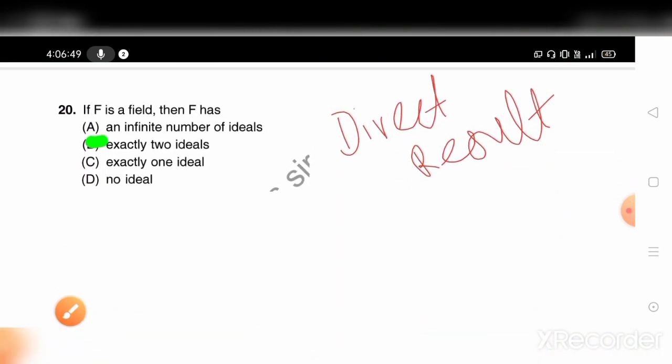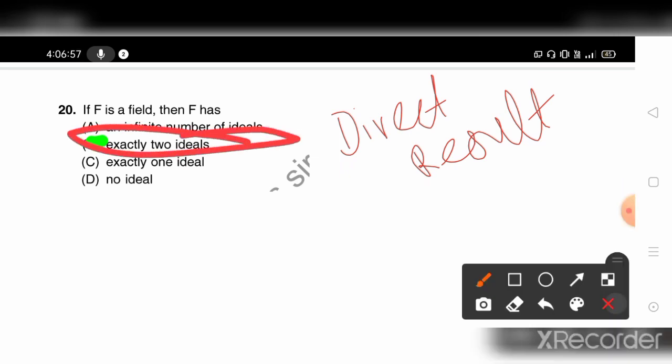Now check the next question. If F is a field, then F has exactly 2 ideals. This is a direct result.